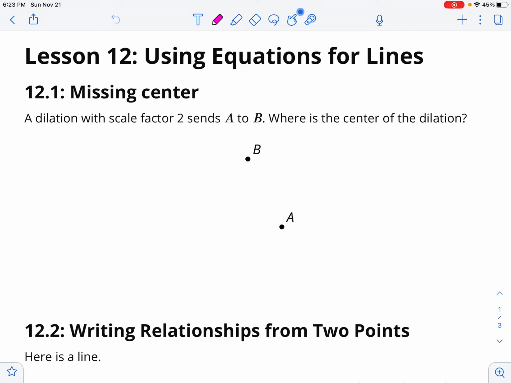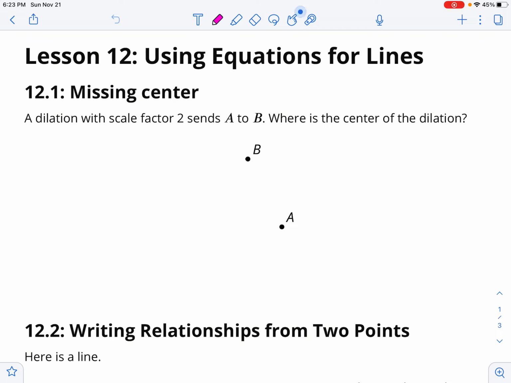This video covers everything we did in class today on Monday, November 22nd in 8th grade honors math. Today we're working on lesson 12, using equations for lines. There's a learning target right at the top of your ClassKick. As always, make sure you've got ClassKick open while you're following along with this video.